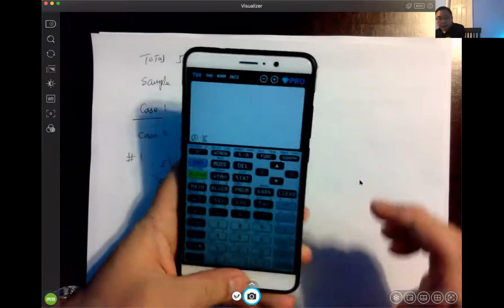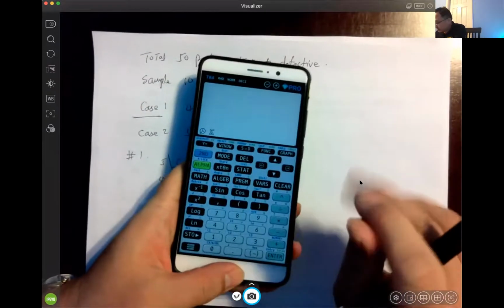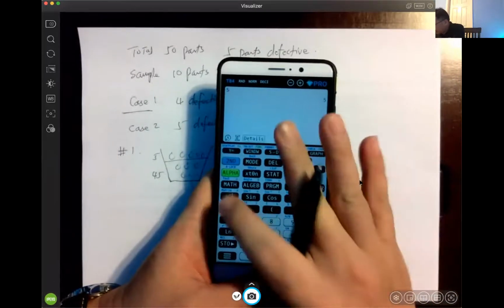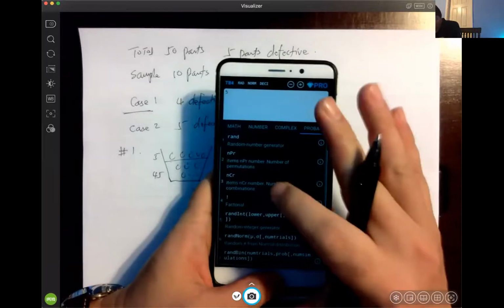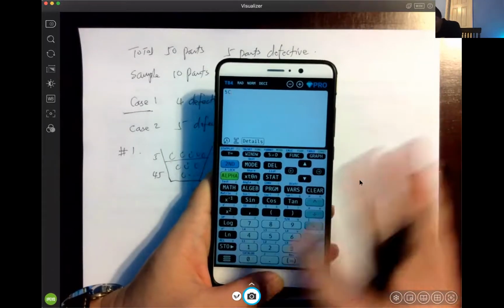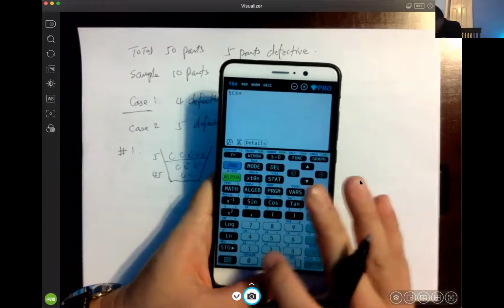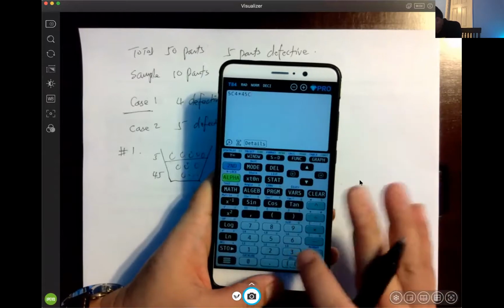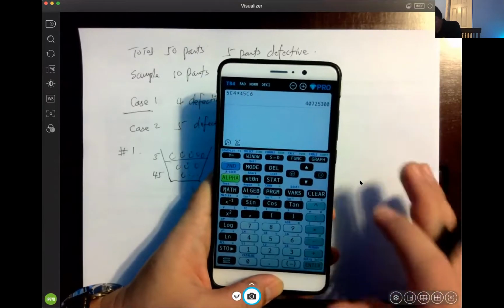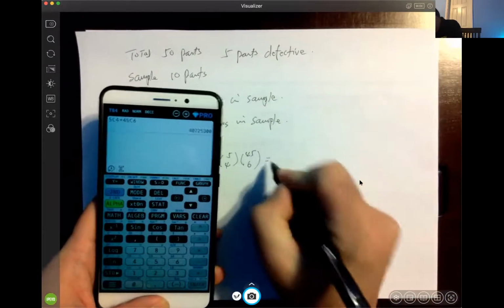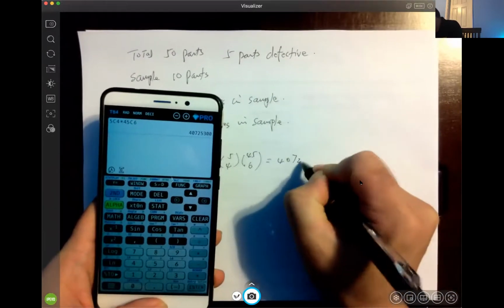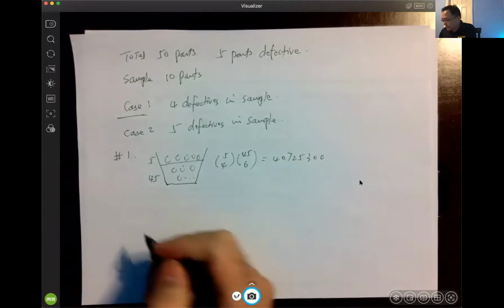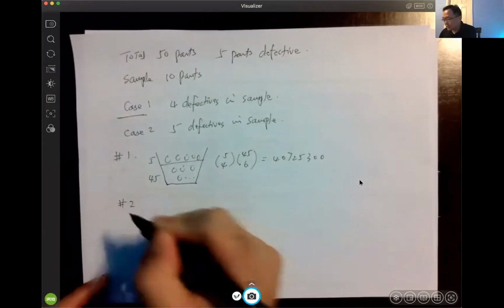Right? Okay. So what's that number? If I do the calculation here, okay, you can see. So 5 choose 4 times 45 choose 6 equals 40725.